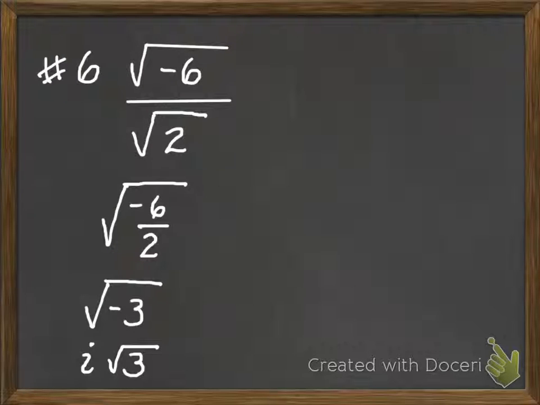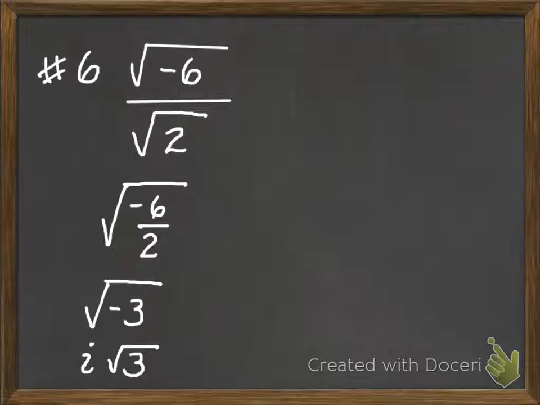Number 6, the square root of negative 6 over the square root of 2. Now, one approach is to use the quotient rule for radicals and write the square root of negative 6 over 2. Negative 6 over 2 is negative 3, so we have the square root of negative 3. That square root of negative 1 part is just i, leaving us with the square root of 3. So our answer is i times the square root of 3.